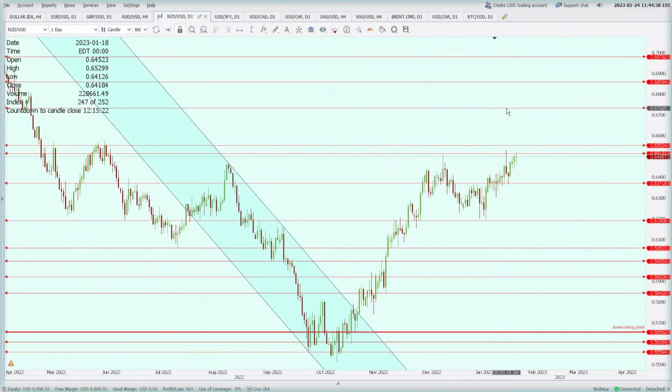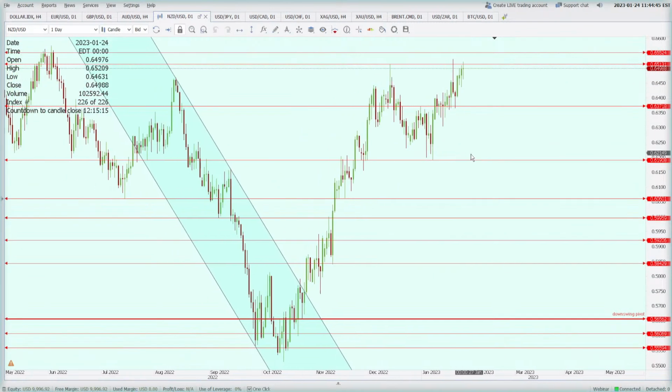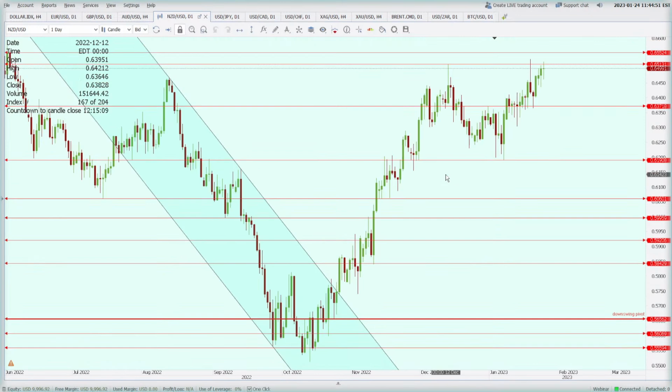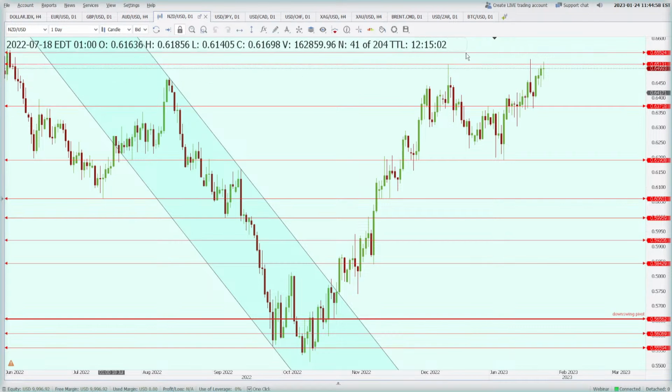Well, New Zealand dollar is moving like Australian dollar, but this is not that strong as the Australian dollar, or maybe it is finding resistance at these two relatively equal highs. This high was around 0.6513.